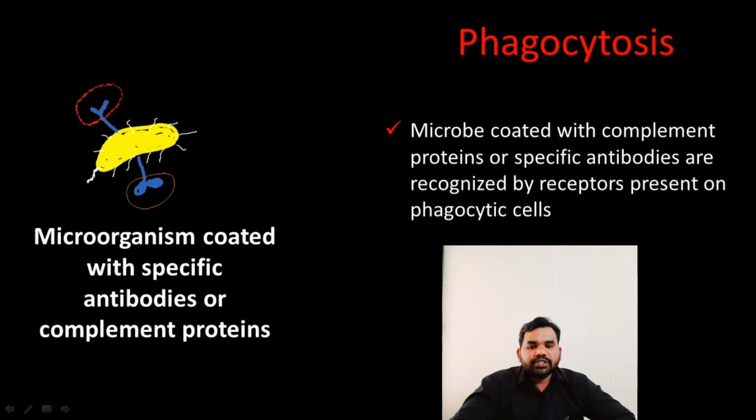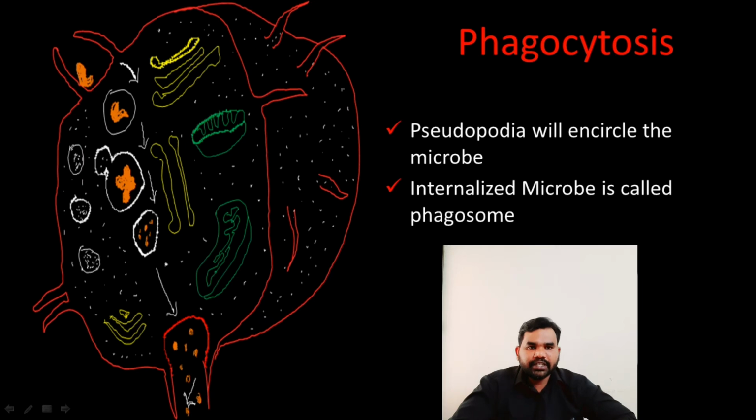Once that microorganism is coated with the specific antibodies or complement proteins, that is recognized by the phagocytic cells. You can see in this picture, these phagocytic cells are having specialized enlarged structures which are called pseudopodia. Here you can see these structures. These finger-like projections are called pseudopodia. These pseudopodia will encircle the microbe and they will internalize that microbe and result in the formation of the phagosome. This particular part is called the phagosome.